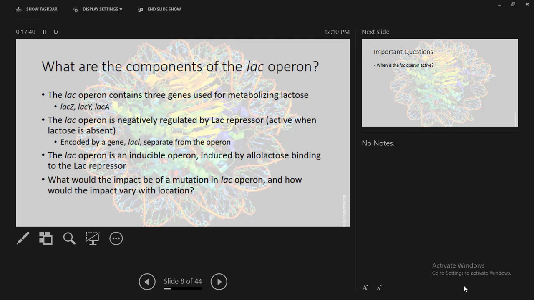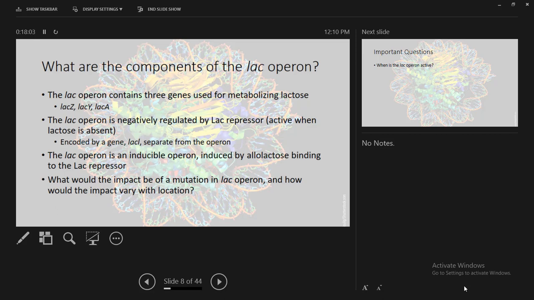But what if your mutation is in the lacI gene? What if we have a mutation in the lacI gene that prevents the product from forming? What does the lacI gene do again? Somebody remind me. I've forgotten. Yeah, Allison. It has the code for the repressor for the operon, right?